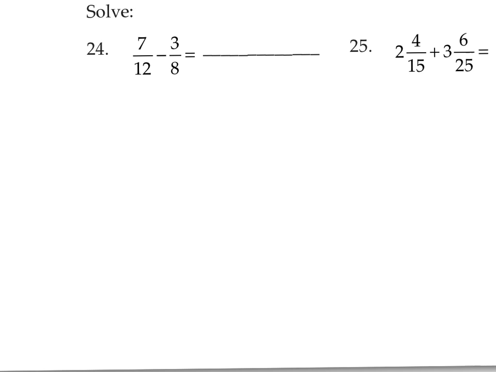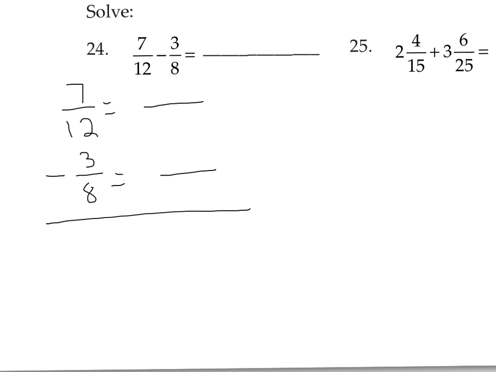All right. Now we have some subtraction here without common denominators. I like to rewrite this vertically, because it's easier for me to see what I need to do to change the denominators. I need to change this denominator to a common denominator. The smallest number that 12 and 8 will both divide into is 24. So the common denominator will be 24.